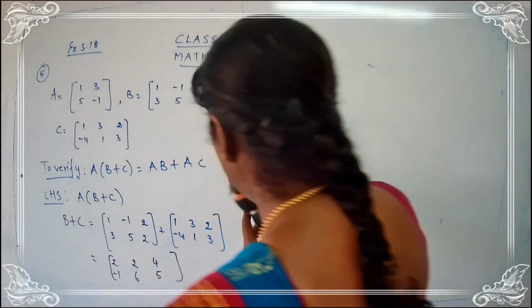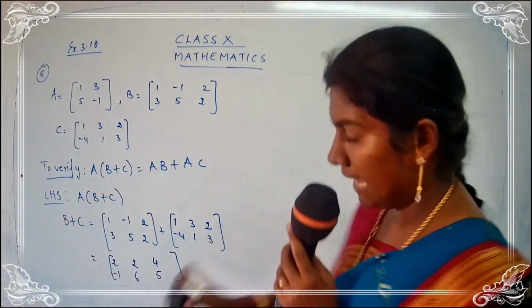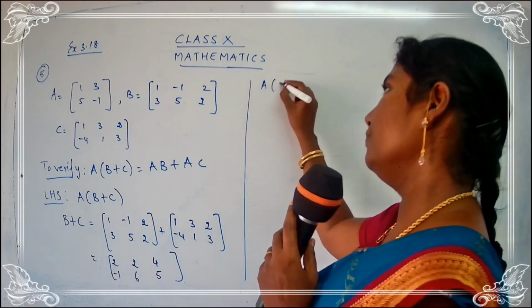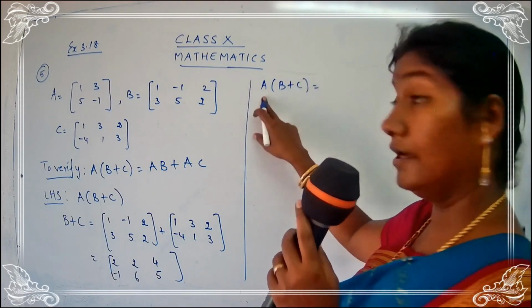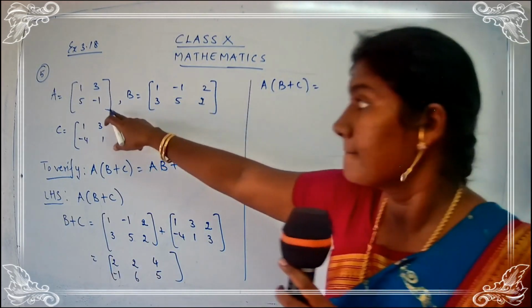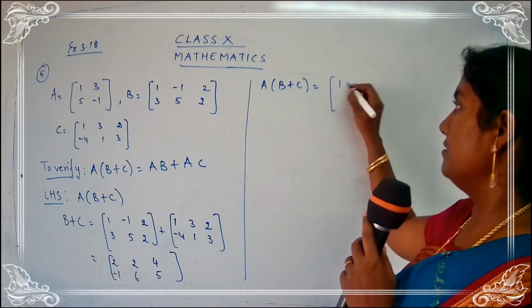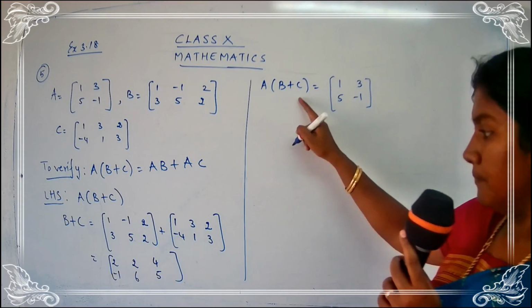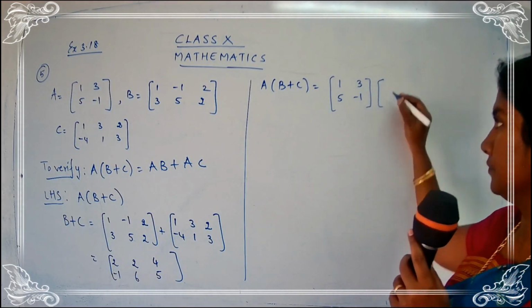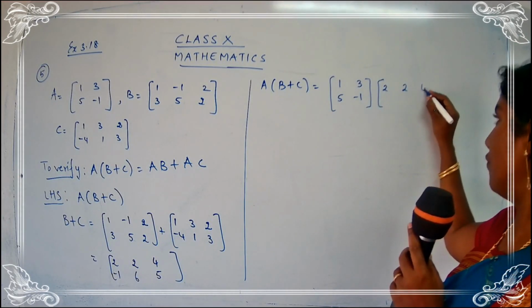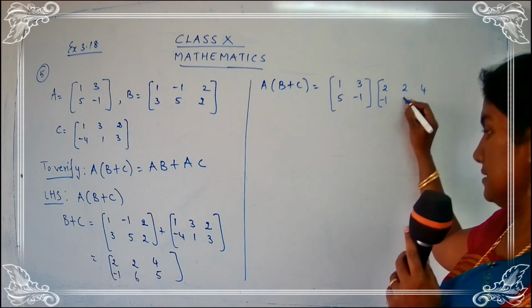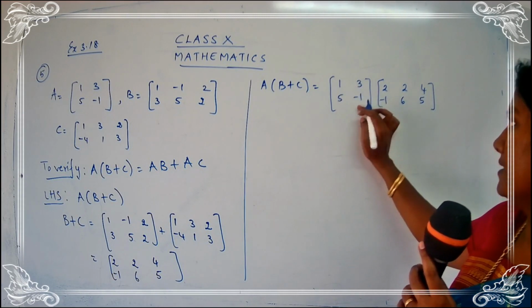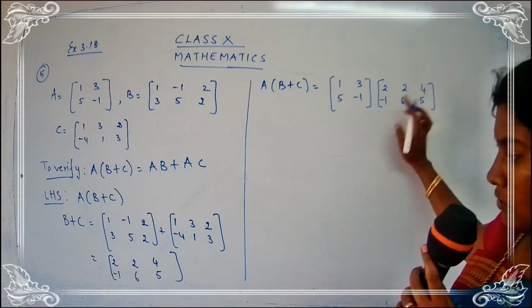You are going to multiply A into B plus C. I'll do the calculation over here, children. So A into B plus C is equal to, take down the matrix A. What is the matrix A? Yes. 1, 3, 5, minus 1. Okay. B plus C, 2, 2, 4, minus 1, 6, 5. This is A, 1, 3, 5, minus 1, times 2, 2, 4, minus 1, 6, 5.